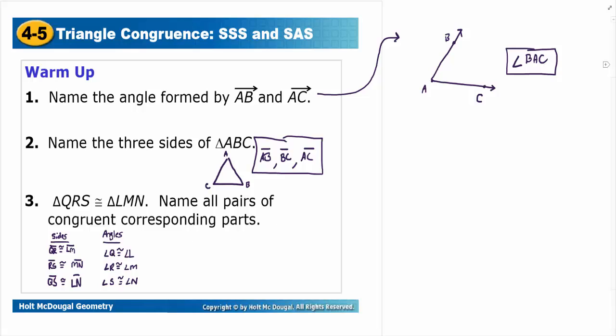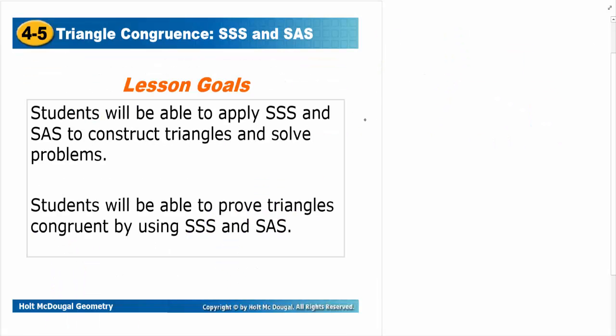Okay, so there's your warm-up. So let's kind of talk about how we're going to use all this information in 4.5. So today we're going to be learning about 2 congruence theorems. Again, 4.5 and 4.6 kind of go together. You'll see that as we go through each lesson. For 4.5, we're going to learn about side, side, side, and side, angle, side. And in 4.6, we'll learn about angle, side, angle, and angle, angle, side.